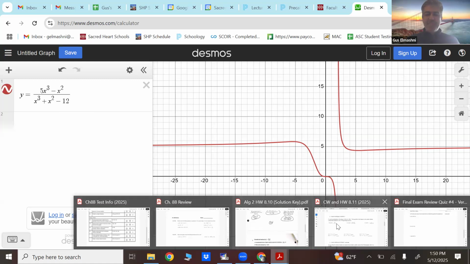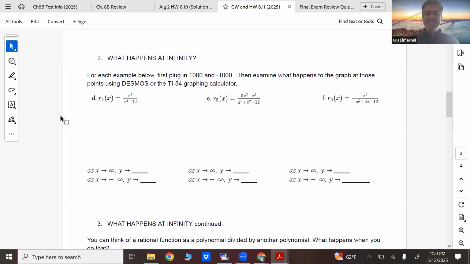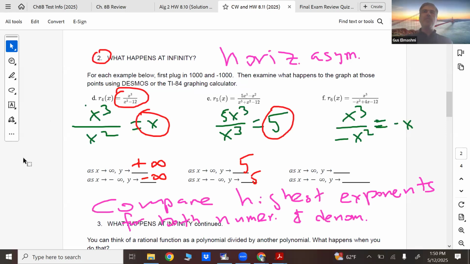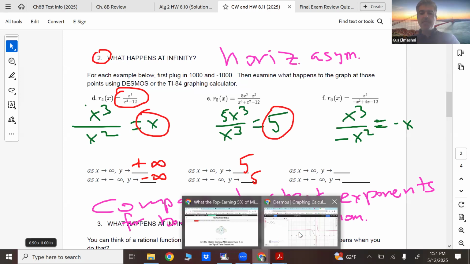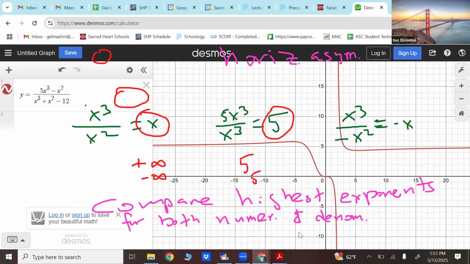What does it look like? Okay, so far left, far right. That's what's happening because it's about the ends, it's about the highest exponents. The highest exponents dominate, right? They're both going towards 5. If you look at the graph again, it's getting closer to 5. It's below 5, but it's getting closer to 5.